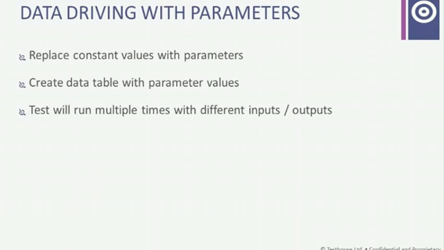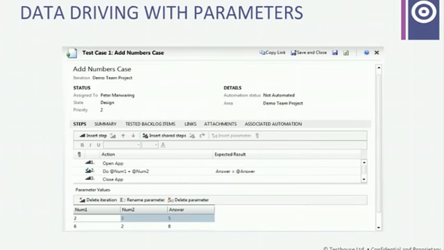roll around the data and change your inputs and outputs, and what the user or the tester will see are the test iterating several times with those different inputs and outputs, and the results are stored individually on those iterations. Okay, so you know exactly what's been tested and what results they were.